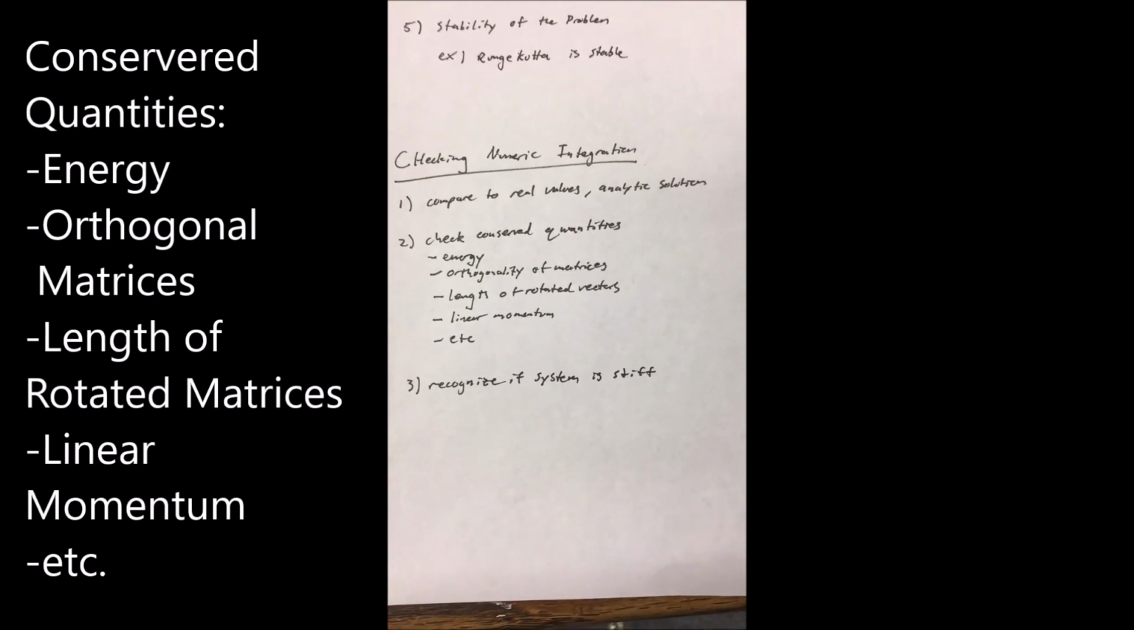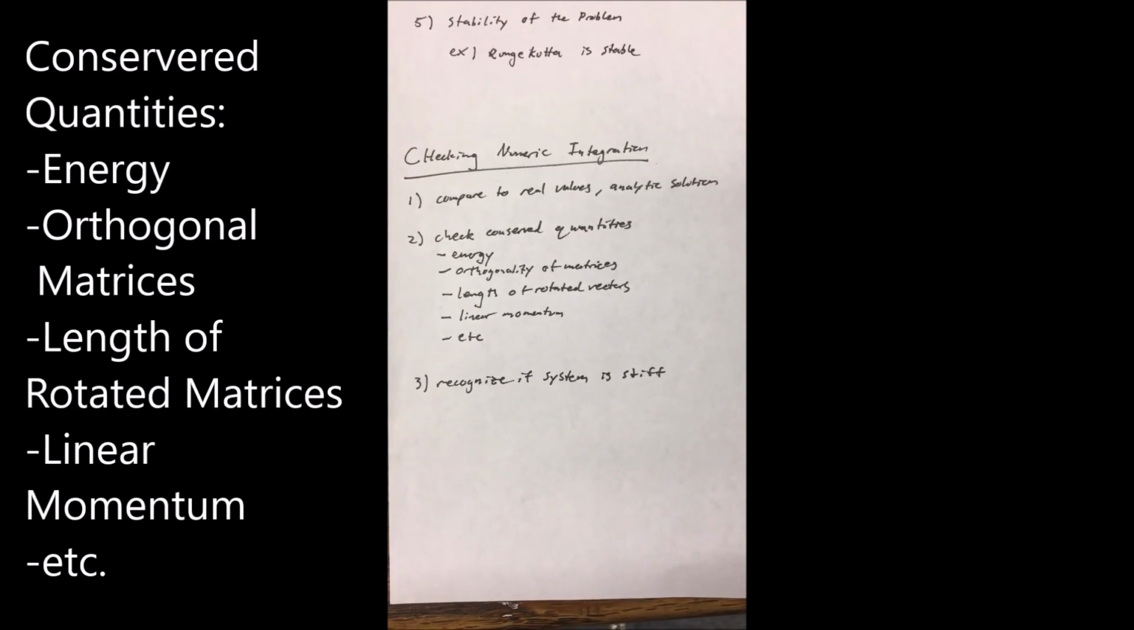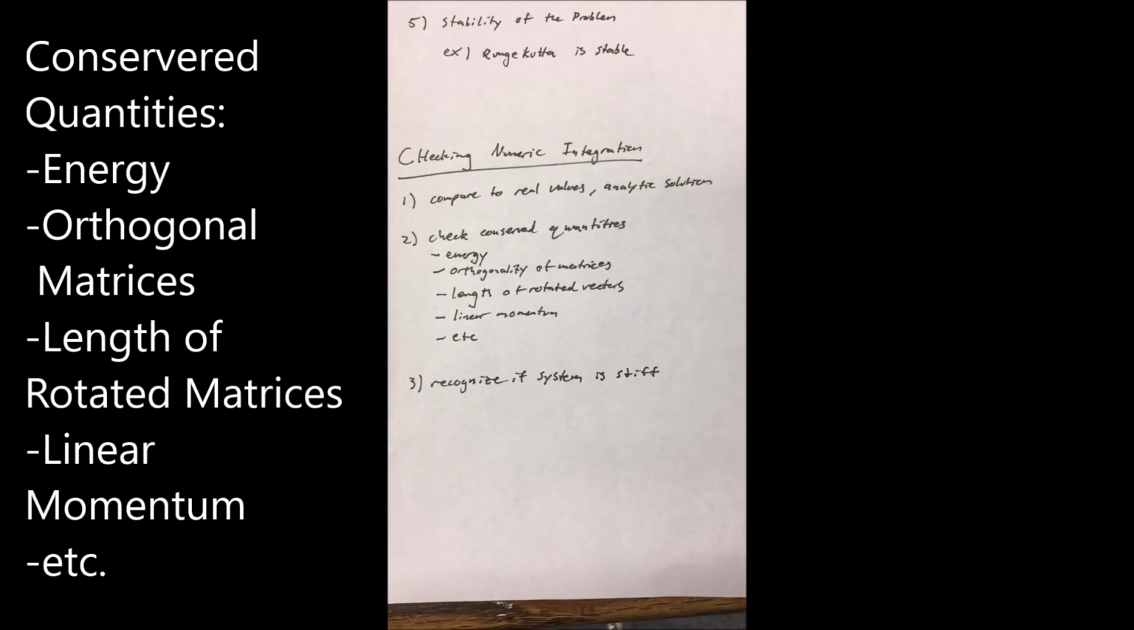Finally, there are a few ways of checking whether or not the numeric integration is accurate. First is to compare it to real values or analytic solutions. This is a very direct method. If we have a true solution and our estimate, we can directly compare them to see the error. Two is to check the conserved quantities. These values should be constant at all times, so any fluctuation in these constants would signify inaccuracies.